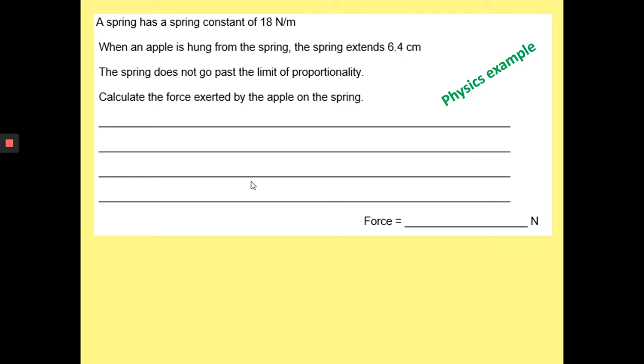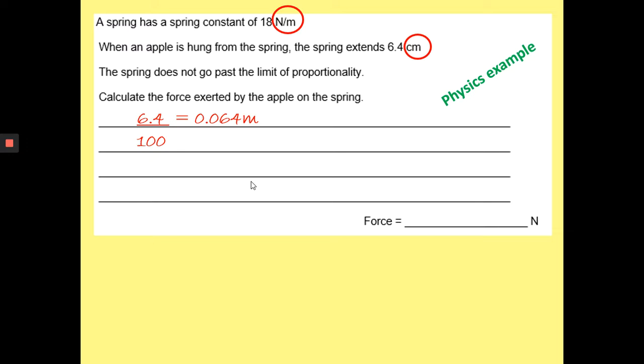The spring does not go past the limit of proportionality, which means it doesn't stretch beyond the point where it won't return back to its original shape. Calculate the force exerted by the apple on the spring. So first of all, our spring constant is in Newton meters, but if you look, our extension is in centimeters. So meters and centimeters are not the same thing, and we need to sort that out. So first of all, I need to convert that centimeters into meters.